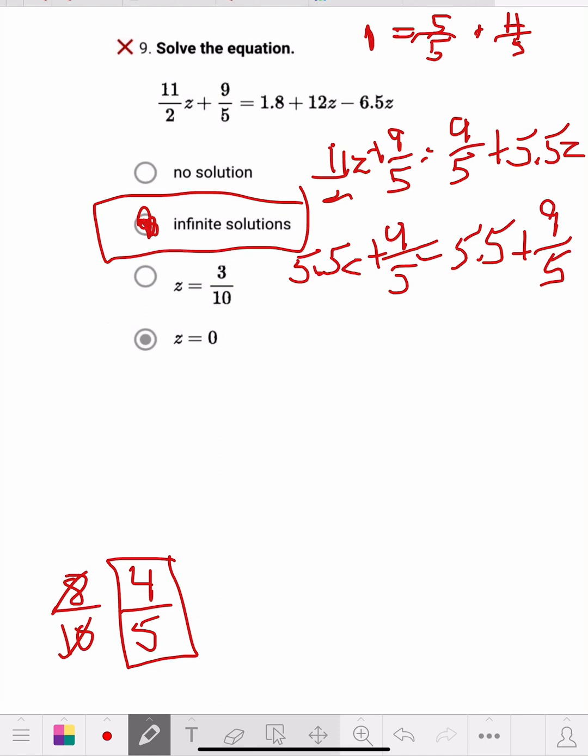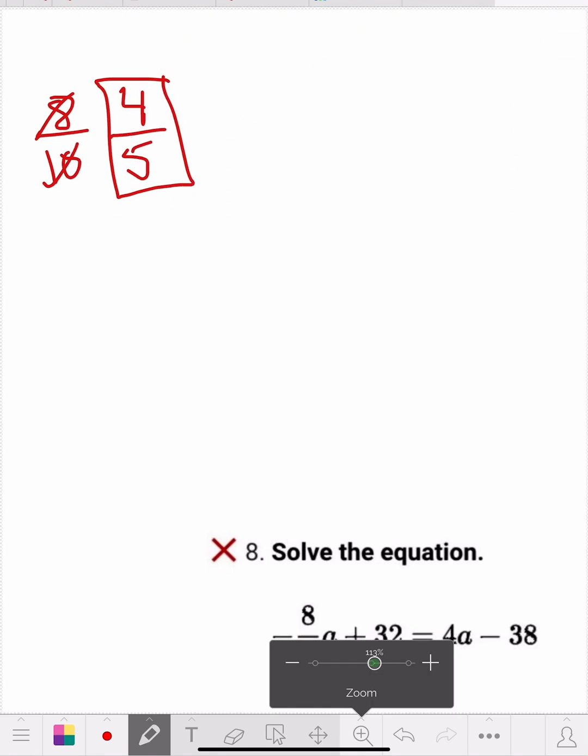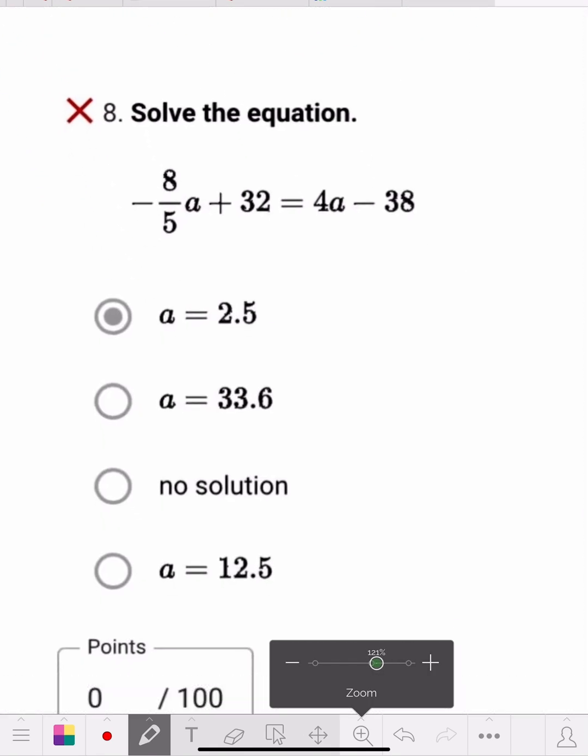But you see how we had to convert this? We had to either get it all to decimals, which we could have done, or get it all to fractions, which is what we chose. As long as you keep the numbers as decimals or fractions, you just got to get it all the same. And that's all there was to it. So let's move on to the next one. We're wrapping this up.